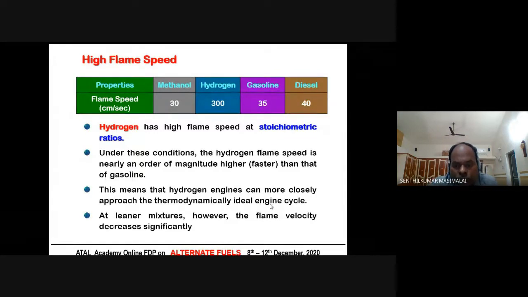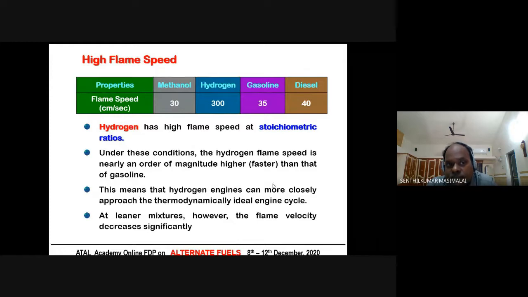If you have a reduction in combustion duration, then definitely you will have very high thermal efficiency. So with the high flame speed, you can achieve constant volume combustion and also higher thermal efficiency. So this is about the advantage.